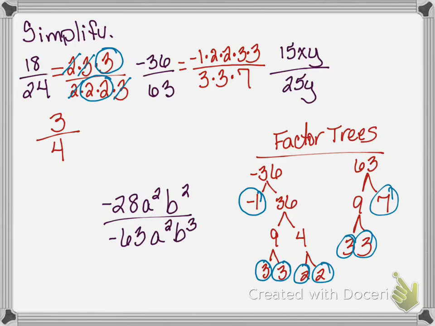Now, if it's on the top and it's on the bottom, they cancel. So 3 and 3 on the top, 3 and 3 on the bottom. What am I left with on top? Excellent. What am I left with on the bottom? Excellent.